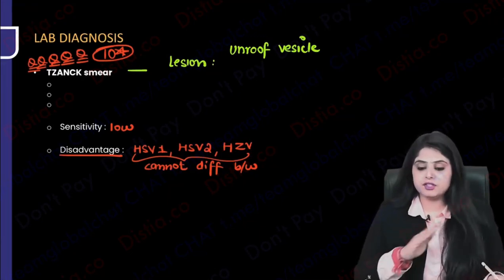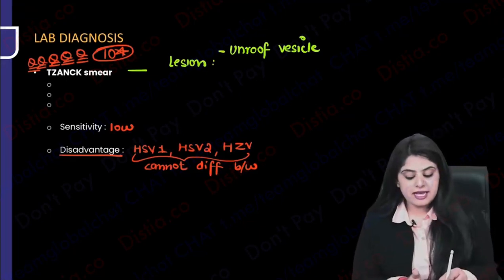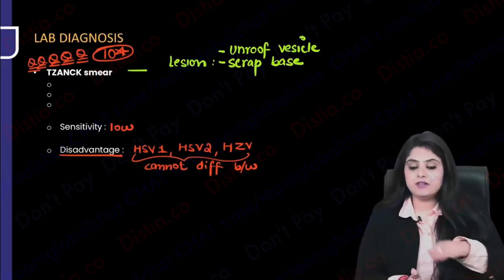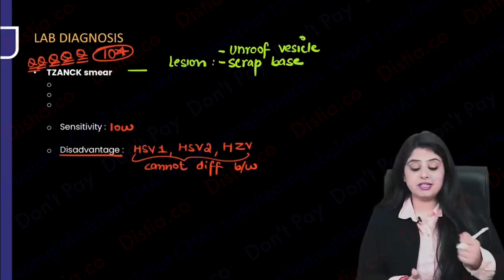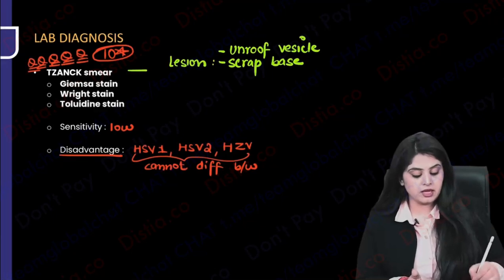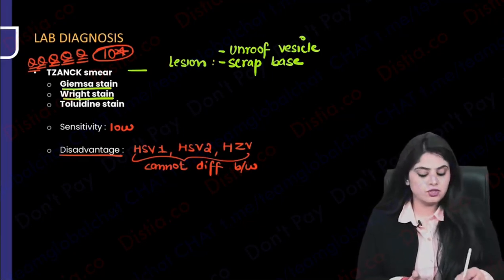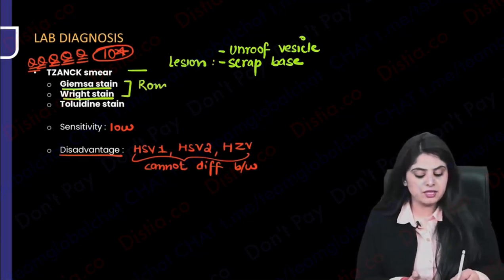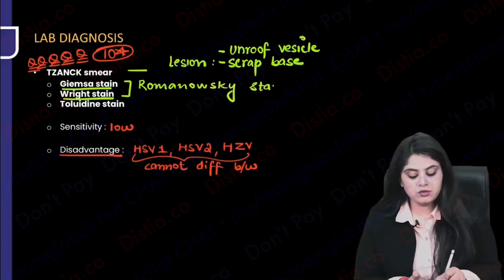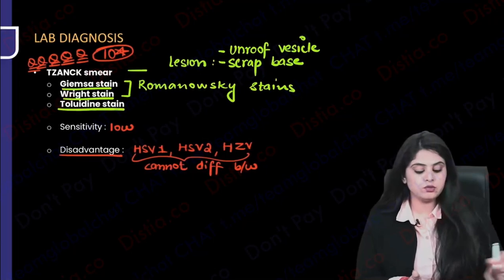But even if it's crusted, you first have to remove the crust and then you scrape the base of that particular lesion. Whatever lesion is there, you scrape the base and then you stain it with what? There are a couple of stains. Giemsa or Wright stain. Do you remember from pathology, Giemsa or Wright stain come under which family? They come under the Romanowsky stain families, right? So you can use the Romanowsky stains, or you can use the toluidine blue.